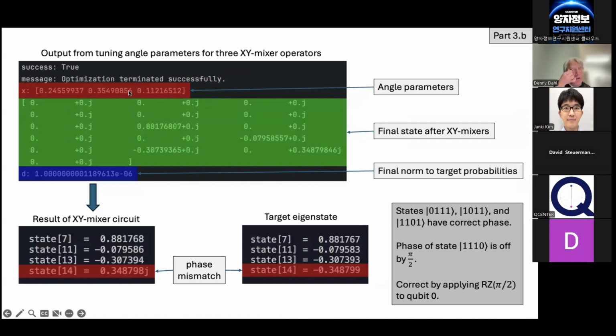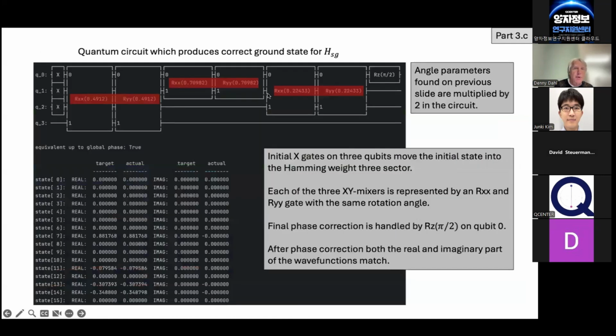And that's because I had a difference in a factor of 2 between the way I was implementing the RXX and RYY gates and the Qiskit approach. So once I found these angle parameters, I had to multiply them by 2 before I put them into my circuit here. And then to correct the phase, I needed a final RZ on my 0 qubit.